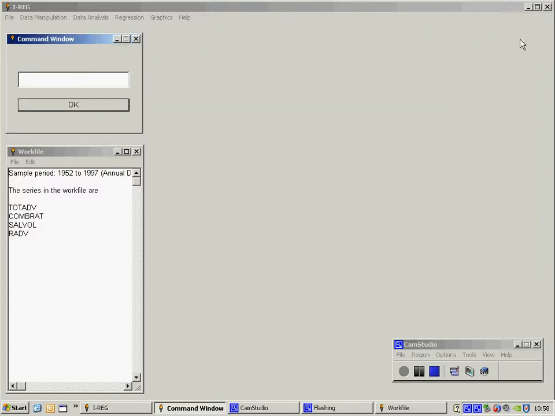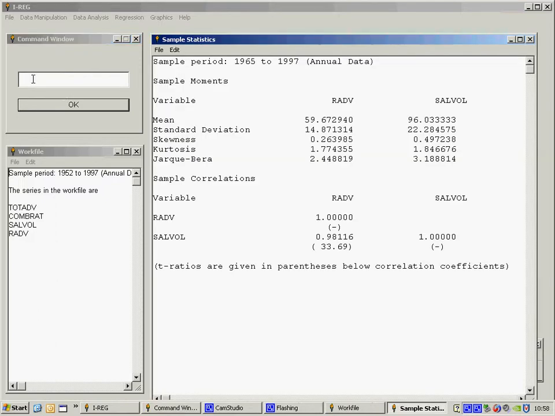Now, finally what I want to do is to create a table of sample statistics. So I'm going to type in stats followed by the names of the variables that I want to look at. So I've got real advertising expenditure and sales volume. And this creates a table which gives me the basic sample moments for the two series, the mean, standard deviation, skewness, etc., and also the correlation matrix between them.